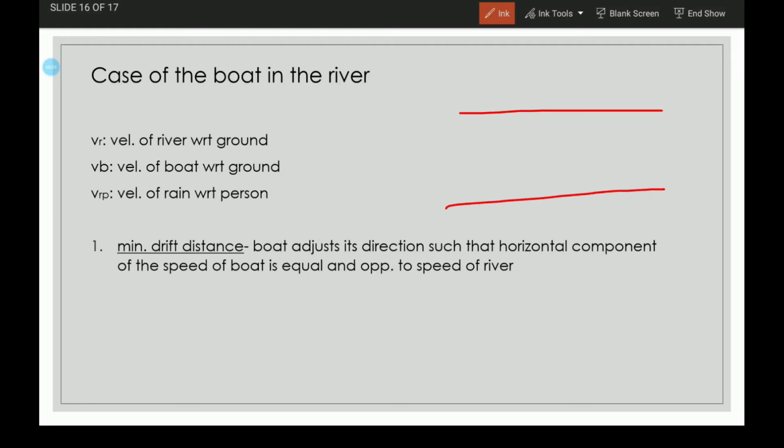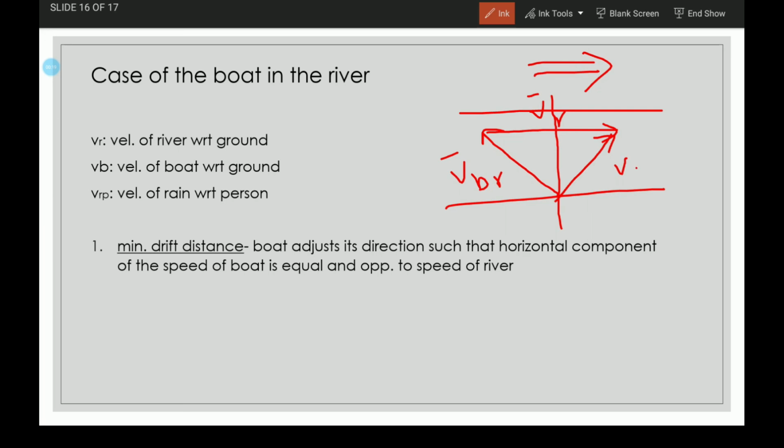The case of the boat in the river. Suppose this is the river and the river is flowing to the right side. This is the normal to it. This is the velocity of the boat with respect to river. This is the velocity of the river, and therefore the velocity of the boat as seen from the ground is this one. Therefore, we can say that VBR plus VR is equal to VB vectorially.